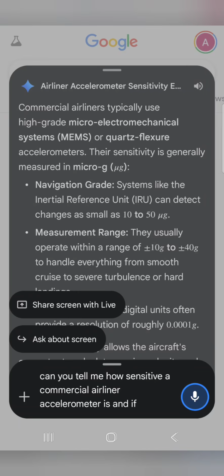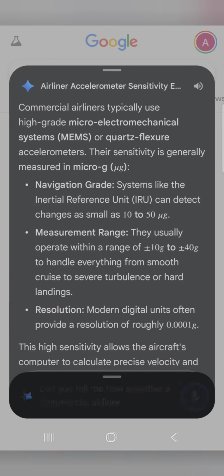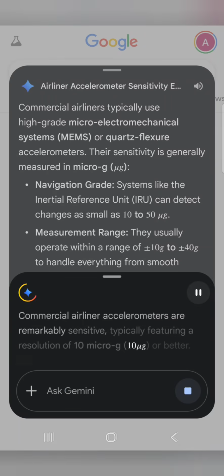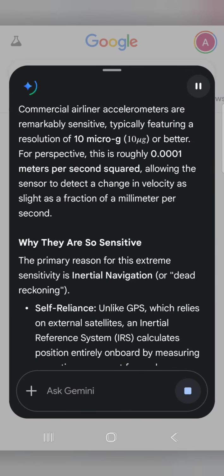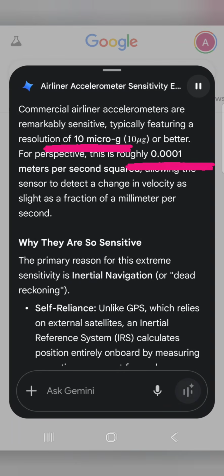Can you tell me how sensitive a commercial airliner accelerometer is? And if it's sensitive, why is it so sensitive? Commercial airliner accelerometers are remarkably sensitive, typically featuring a resolution of 10 micro-G, or better. For perspective, this is roughly 0.0001 meters per second squared, allowing the sensor to detect a change in velocity as slight as a fraction of a millimeter per second. Why are they so sensitive?